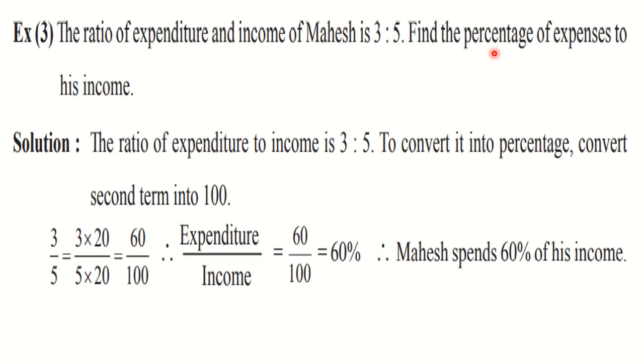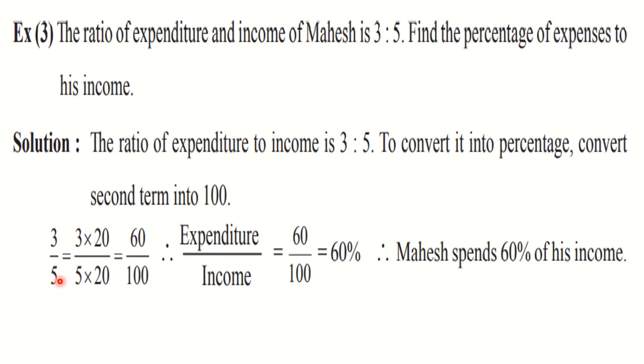Now we want to find the percentage of expense to the income. We have seen in the properties that whenever the second quantity is 100, it is called a percentage. So here the second quantity is what? 5. You can see here. And we want to convert it into 100. So we should make this second term 100. So how can we make this 500?